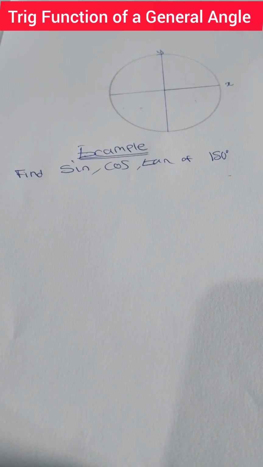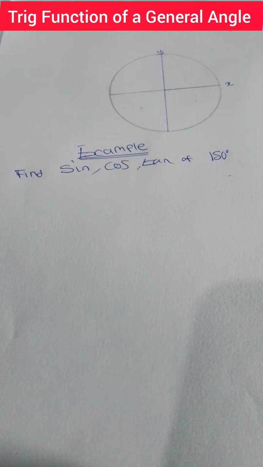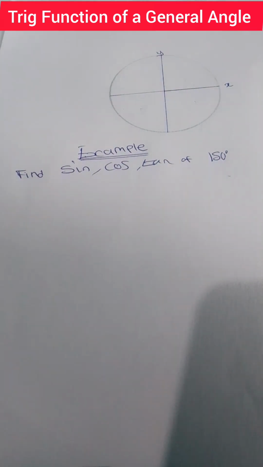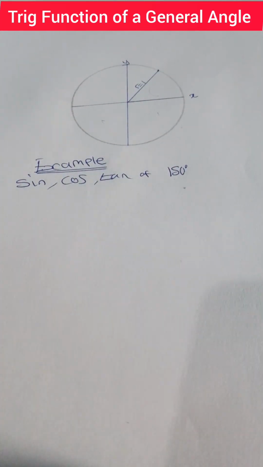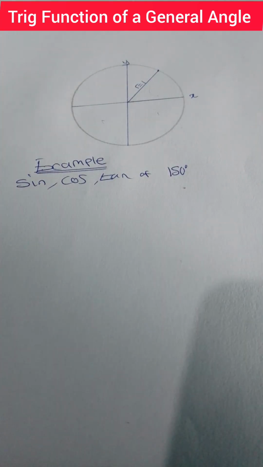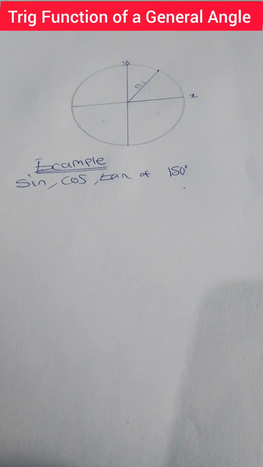Now, what's the unit circle? The unit circle is a circle that has a radius of 1. What do we mean when we say a radius? The distance from the center to any point on the circle. So for example, this radius is 1, so it's a unit circle. Not only is the radius 1, but the center is at 0, 0. As you can see, this is the center at 0, 0. So this is a unit circle.